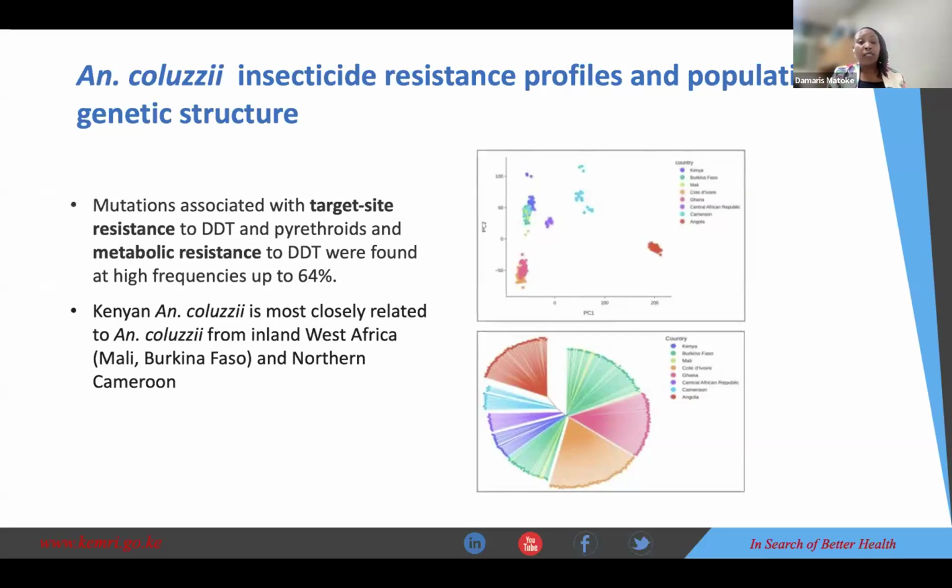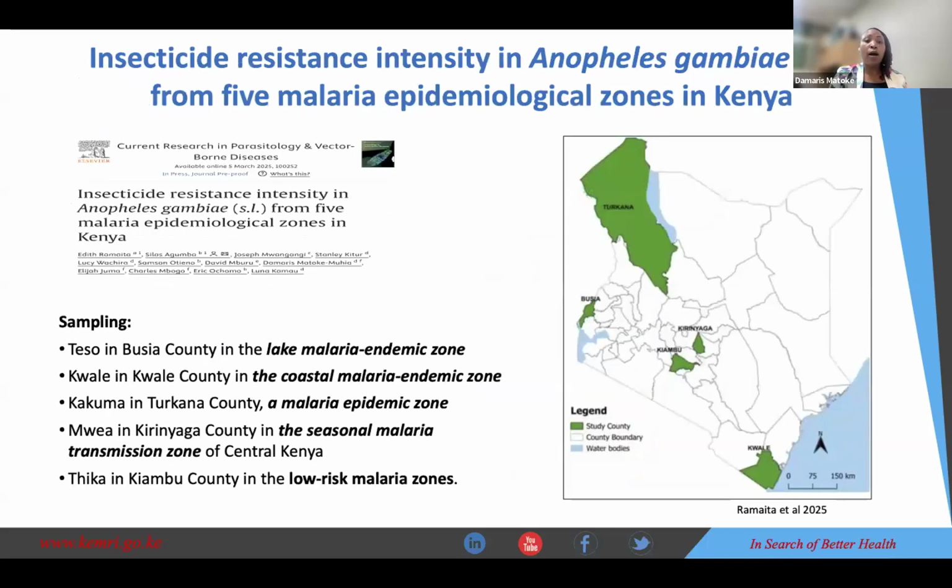As far as insecticide resistance is concerned, we did target site resistance monitoring and also metabolic. We were able to detect that resistance exists. There's high frequencies of resistance in coluzzii, up to around 64%. So also we've been able to document that there's very high levels of insecticide resistance in Anopheles gambiae SL in the country. And this is courtesy of the study that was done recently, looking at the 5 counties, which are representative of the 5 epidemiological zones that we have.